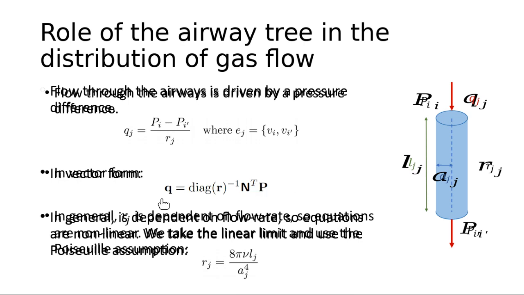And in vector form, this can be written as Q, which is the flow rate. For an individual airway, the flow is equal to a pressure drop divided by resistance. Over the whole network, this gives you flow is equal to the inverse of this diagonal resistance matrix multiplied by the incidence matrix transpose multiplied by the vector of node pressures. So this is an edge property, this is a node property, and this incidence matrix takes edge things from node things, is one way to think about it.